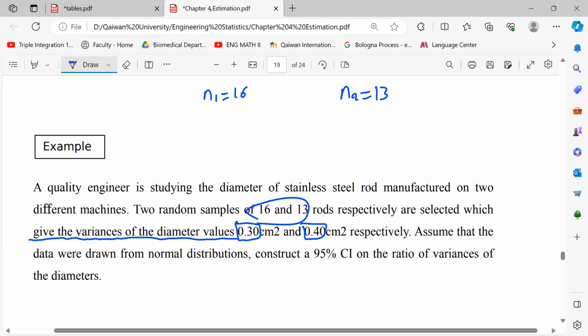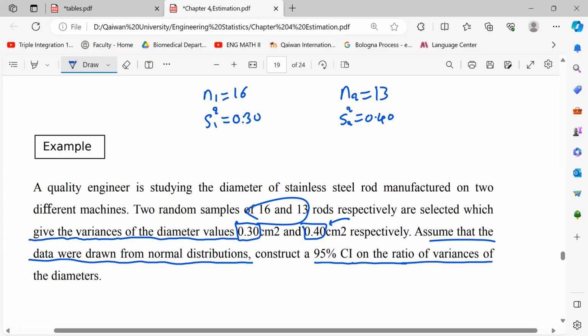Here we say S1 squared equals 0.30, and the second is S2 squared is 0.40. You can see, you just could say 0.3 and 0.4. Assume that the data were drawn from normal distributions. Construct 95% confidence interval on the ratio of variances.